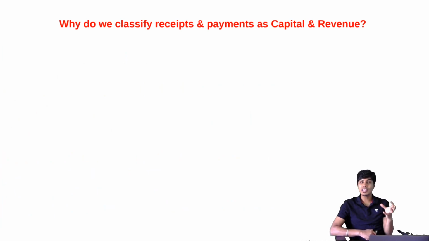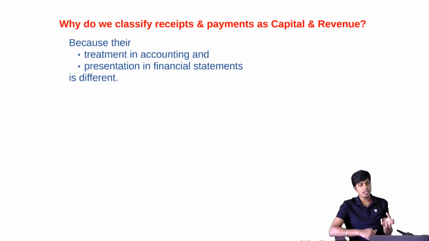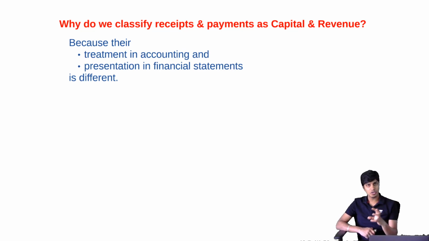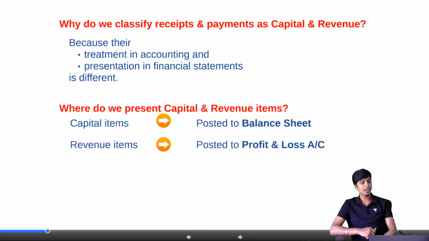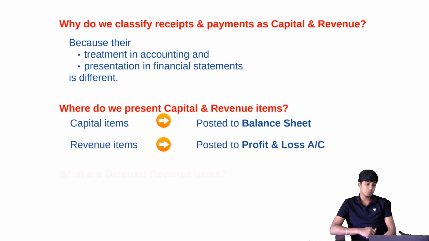So why do we classify? Because the treatment is different. Revenue items will go to trading or P&L. Capital items will go to balance sheet. Capital items will go to balance sheet, whereas revenue items will go to P&L.